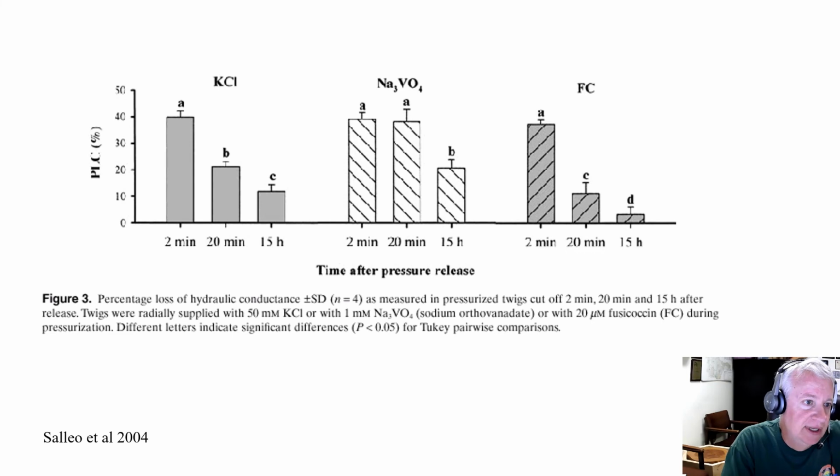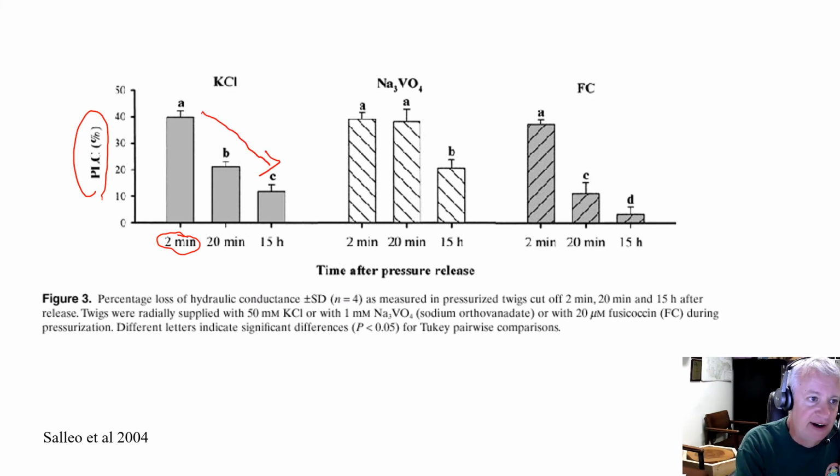These data show recovery from embolism. So this is percent loss of conductivity on the y-axis. The first bar in each group is 2 minutes. So they're starting with branch segments that have lost about 40% of their conductivity. And they're showing recovery of conductivity like this. So the bars going down show recovery of KH. And then they have 3 treatments.